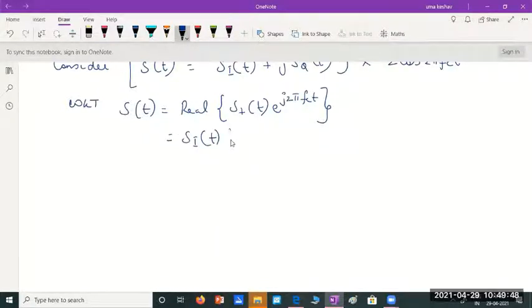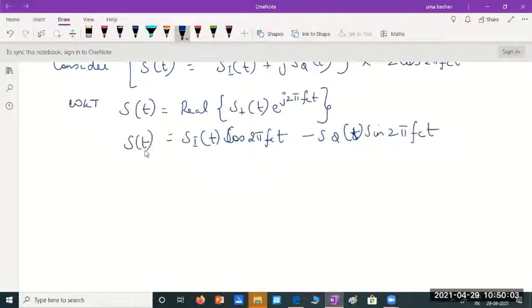S_I cos 2 pi fct minus S_Q sin 2 pi fct. So this is the canonical representation of the given bandpass signal. Let me directly take this and multiply it with 2 cos 2 pi fct. Do the multiplication. What do you get?